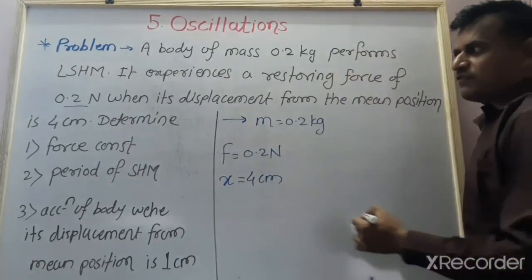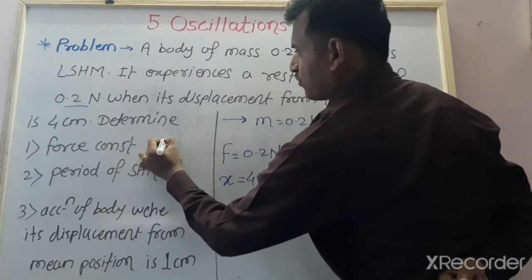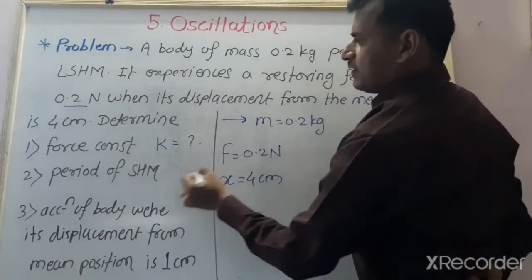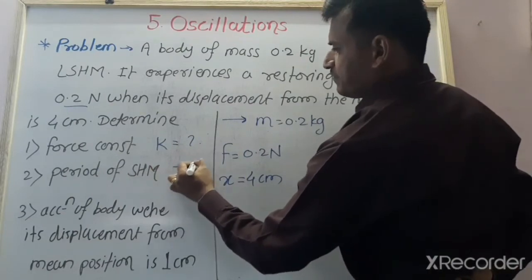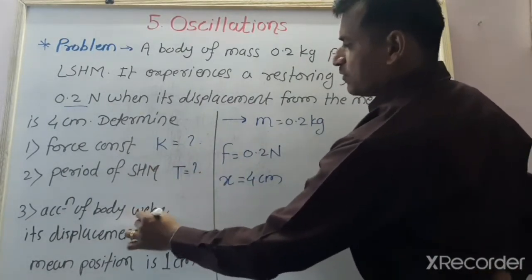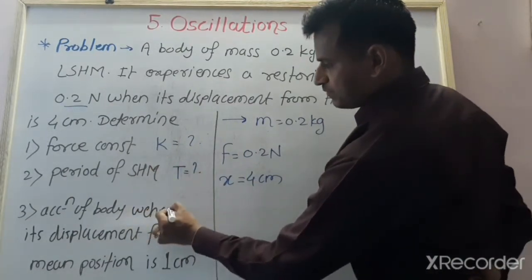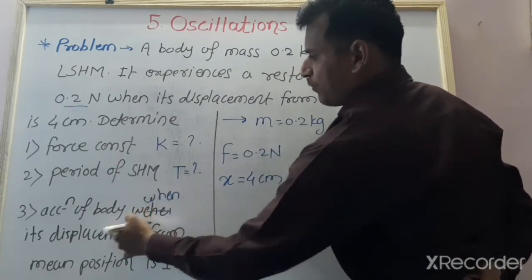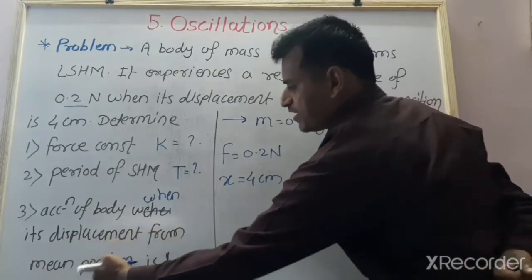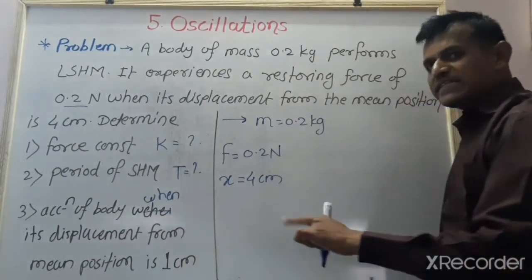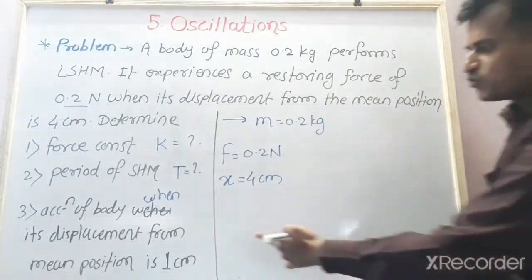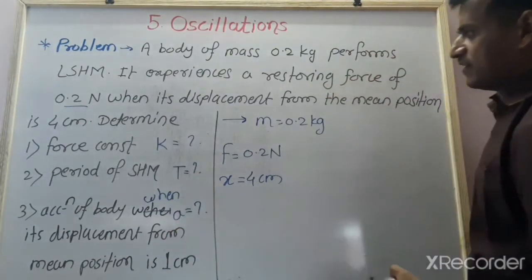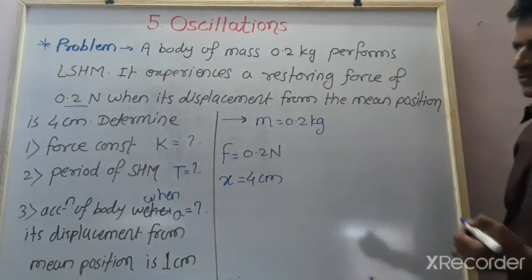Determine, the first is the force constant. We have to calculate the force constant K. Then the period of SHM, that is T. Then the acceleration of the body when its displacement from mean position is 1 centimeter. 1 centimeter ला त्याचं acceleration किती असेल, या 3 टर्म विचारलाय. We find one by one.